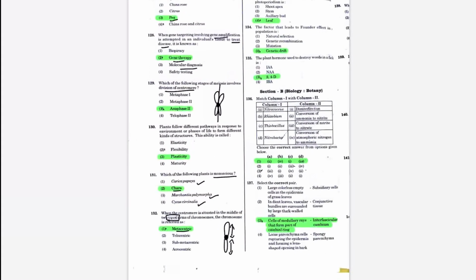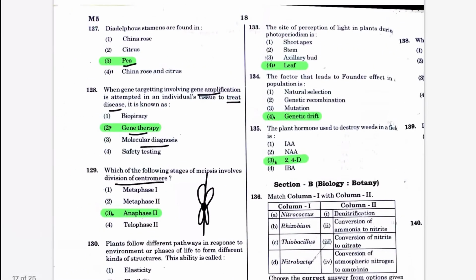Okay, and next question, 133, the site of perception of light in plants during photoperiodism. Okay, so that is leaf. Okay, so whenever sunlight falls on the leaf only, this leaf will act as a perception and it will involve the photoperiodism, whether it is short day plants or long day plants, the light is absorbed first by the leaf only, right? Okay, so 134, the factor that leads to founder's effect in a population is genetic drift. As we all know, genetic drift will take place in a very small population.